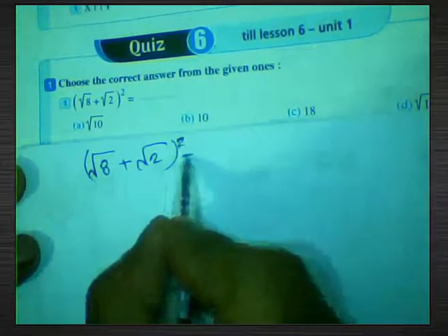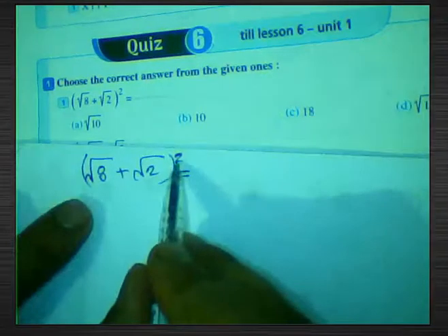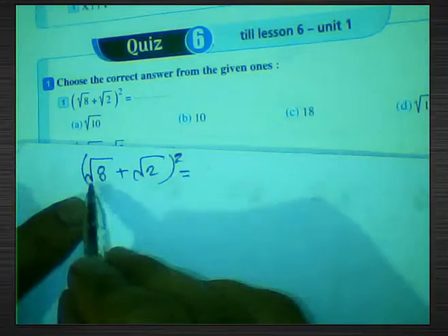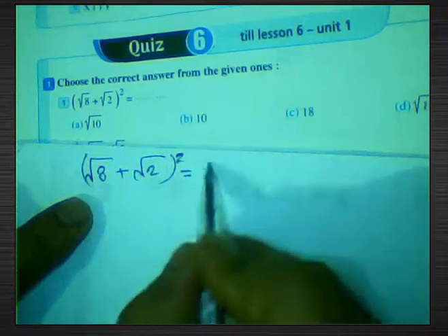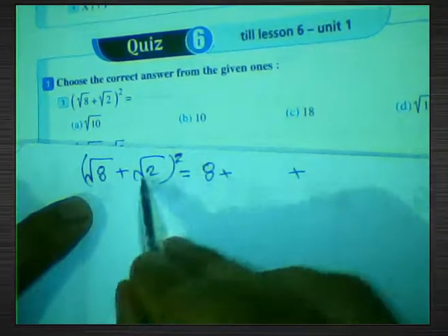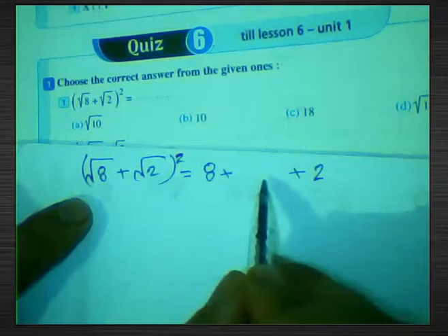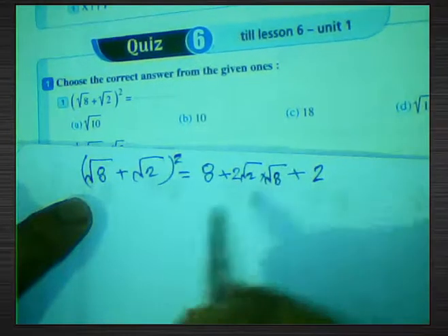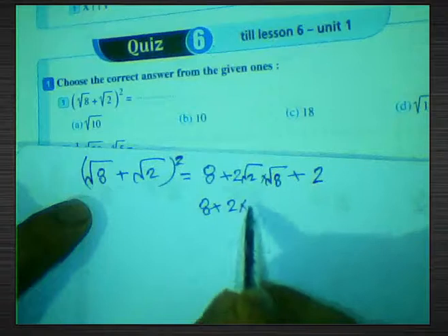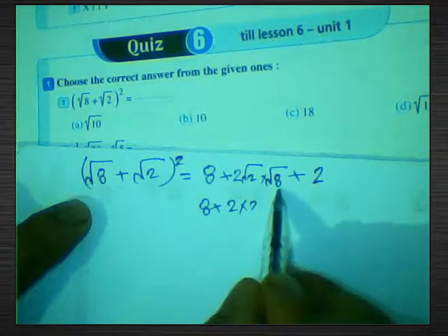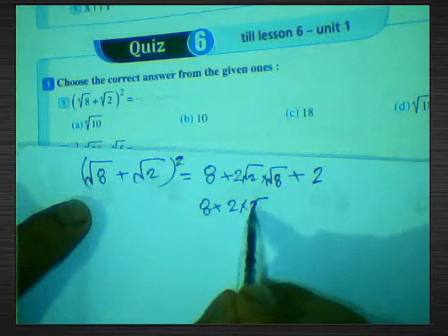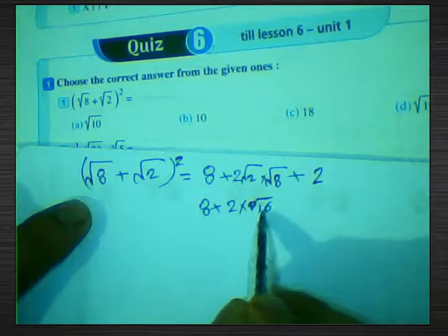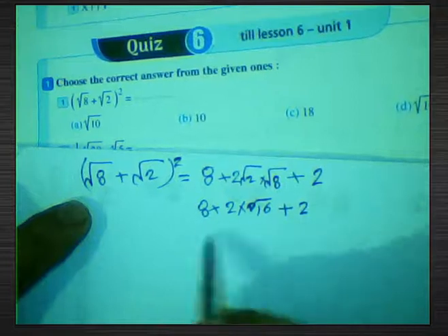Look with me here. The square root of 8 plus the square root of 2, to the power of 2, equals. First we must find the square root of 8 to the power of 2, which equals 8, plus the square root of 2 to the power of 2, which equals 2, and in the middle we will write 2 times the square root of 2 multiplied by the square root of 8. 8 plus 2 times the square root of 2 multiplied by the square root of 8, which will be the square root of 16. It's okay. Plus 2. 8 plus 2 equals 10.